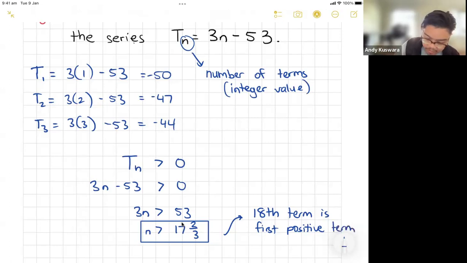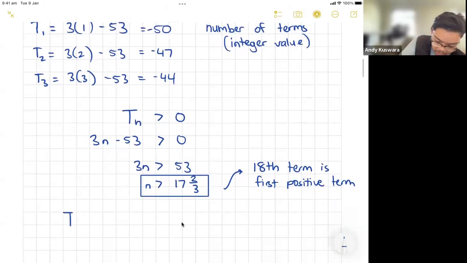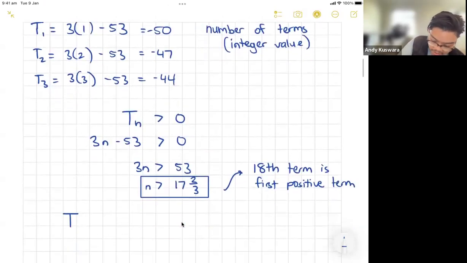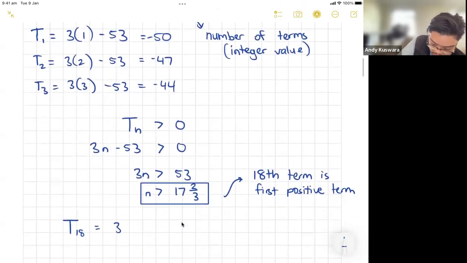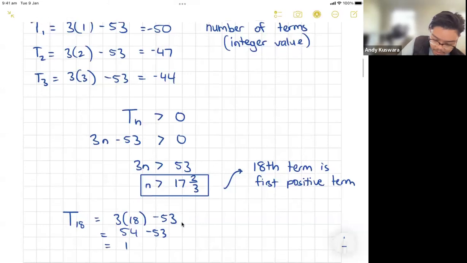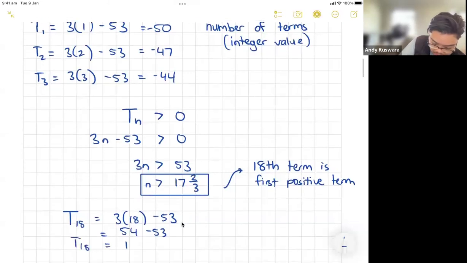And so to find what that first term is, I'm going to find T of 18. And that's just going to be 3 times 18, take away 53. And this is going to be 54, take away 53, which equals 1. That means our first positive term is our 18th term, and that term is 1.